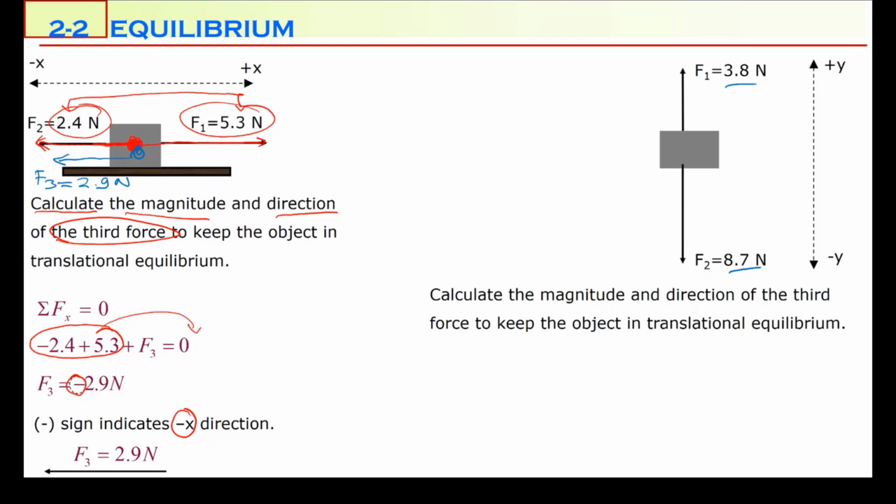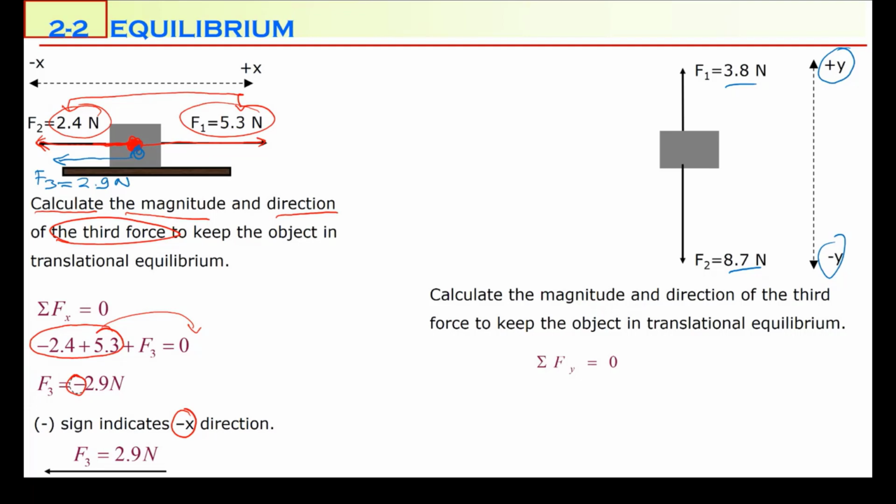But my question, I want you to apply a third force and keep this object in equilibrium. Calculate the magnitude and direction of the third force to keep the object in translational equilibrium. So again, we will use the same rule, but this time forces are in vertical, which is opposite along the y-axis. So you will write it about the y components. Sum of the y components of the forces acting on the object must be equal to 0. This time, forces in positive y direction will be written as positive. Forces in negative y direction will be written as negative.